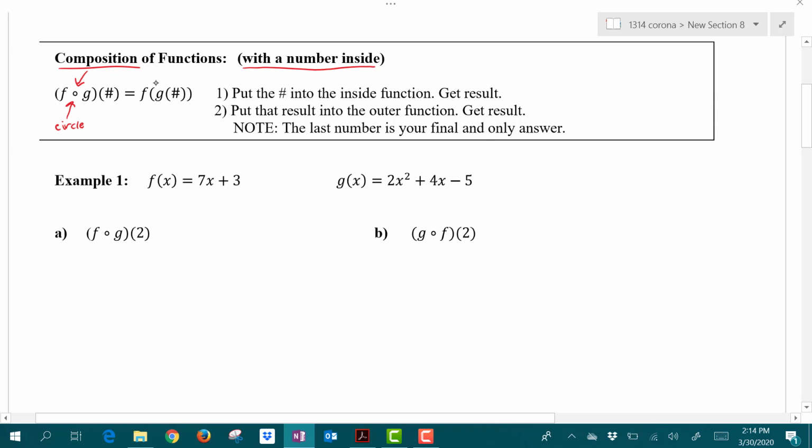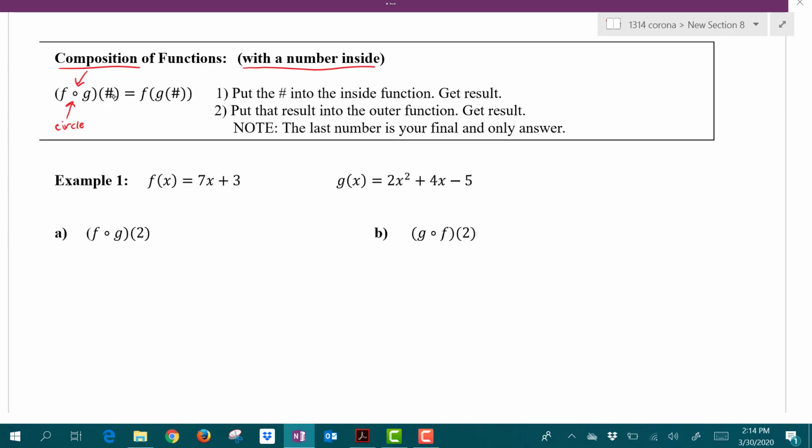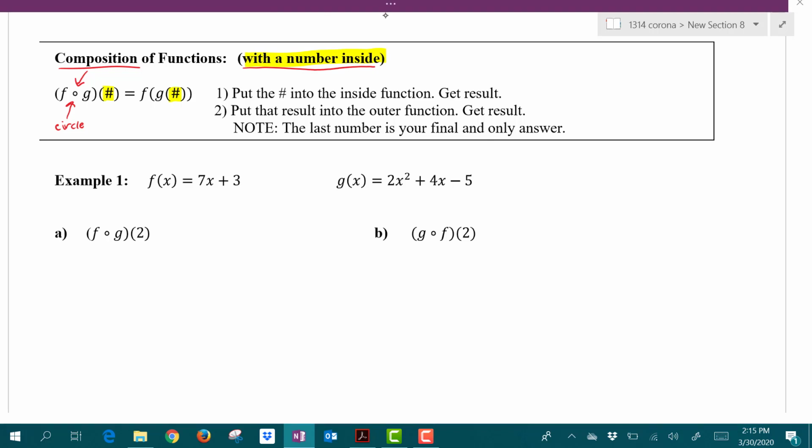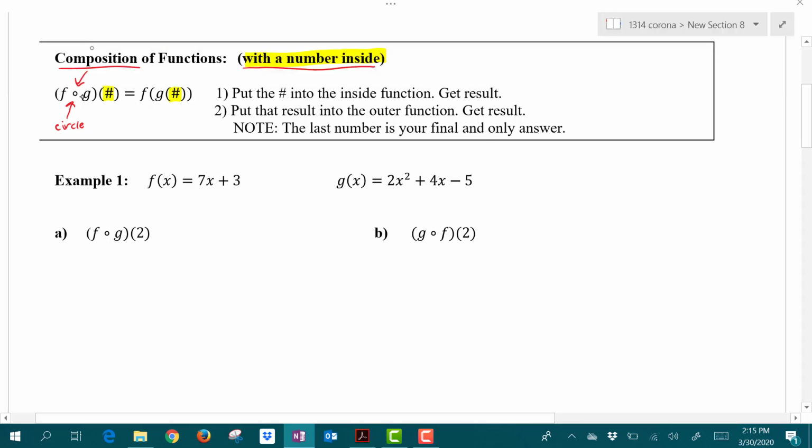What we're going to talk about specifically is what happens if you have a number inside the parentheses after that f circle g. So when we say f circle g or f composed with g with a number, what that really means is to start by writing f, then parentheses, and then g of that number inside. The first function is what we would call the outside function. The second one, listed after the circle, is what we would call the inside function.